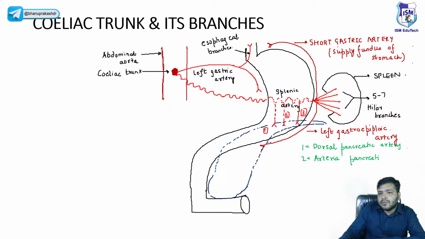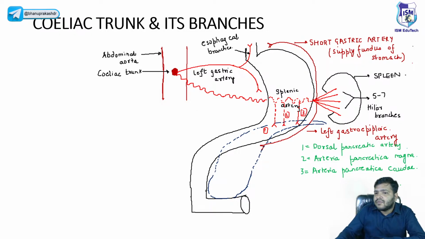And the third one is the arteria pancreatica chordae. Chordae का मतलब बेटा क्या होता है? Tail. So the third one is obviously around the tail. Okay. Pancreatica magna, beta, remember, it is the largest branch. Magna का मतलब ही क्या होता है? Major, big. Apart from that, the dorsal pancreatic artery.